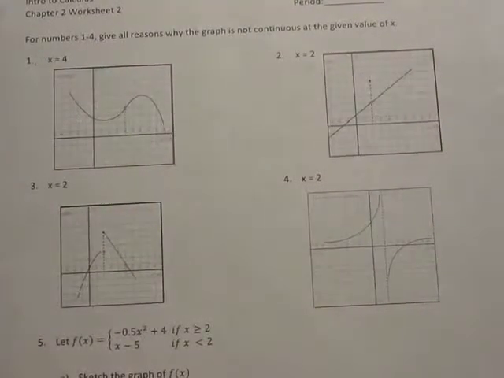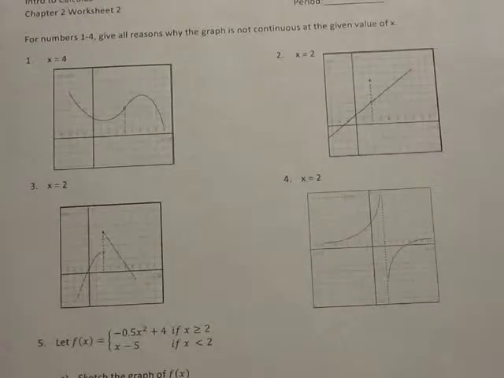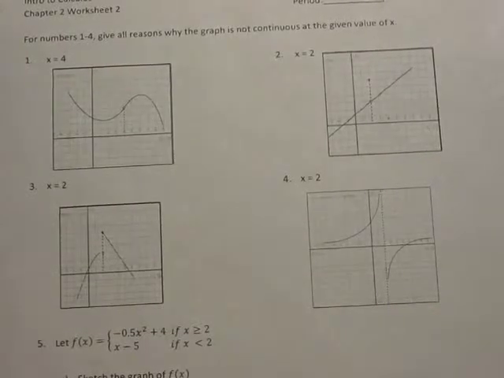Alright, worksheet 2, numbers 1 through 4, where we're going to give all reasons why the graph is not continuous at the given value of x. So what we're looking for is, there's 3 criteria for a function to be continuous, and we're looking for which one of those is not met.